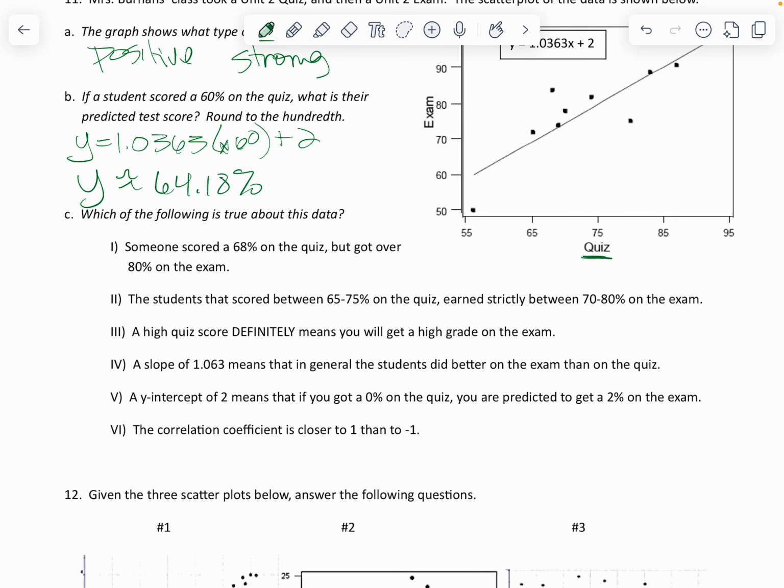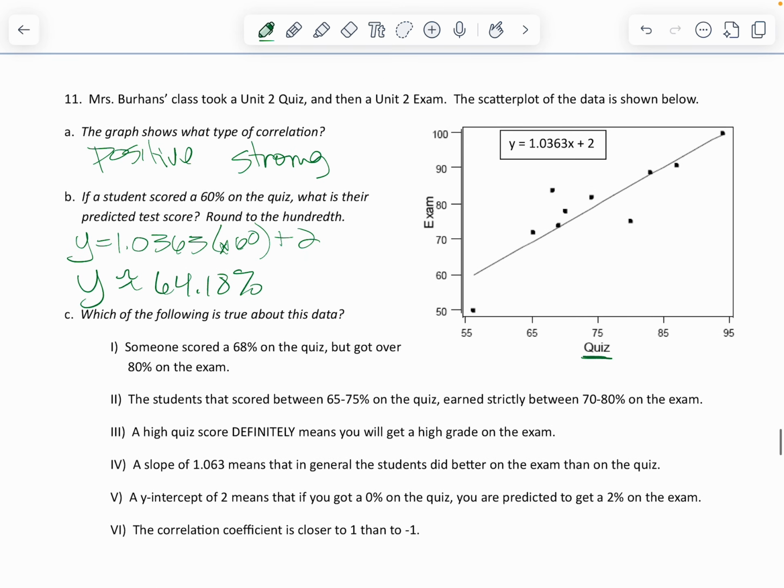Which of the following is true about the data? Someone scored 68% on the quiz, but got over 80% on the exam. So 68 would be here, and they got over 80%.